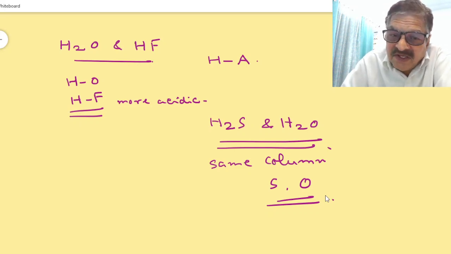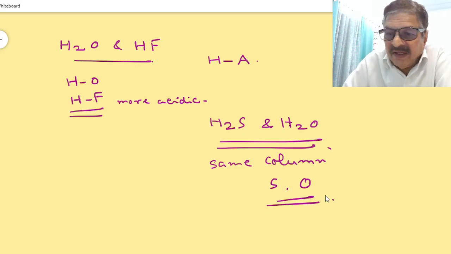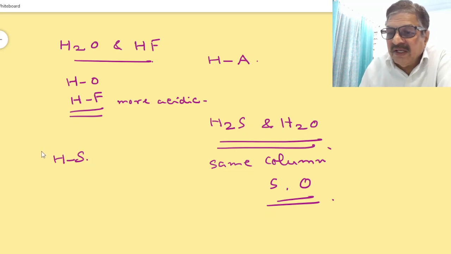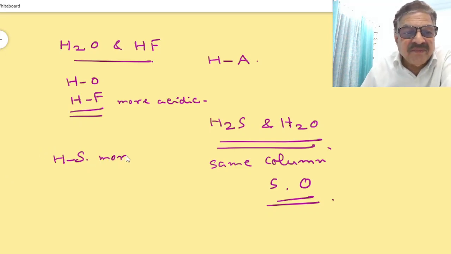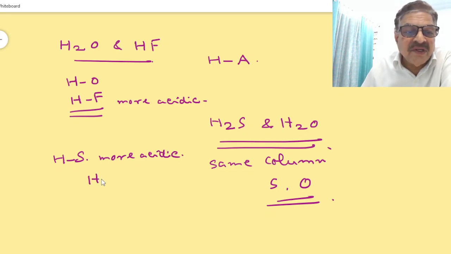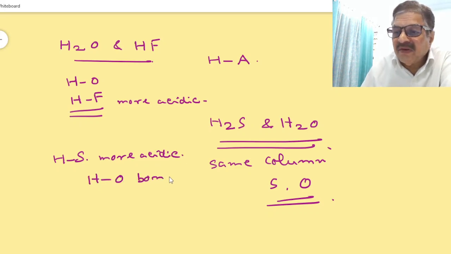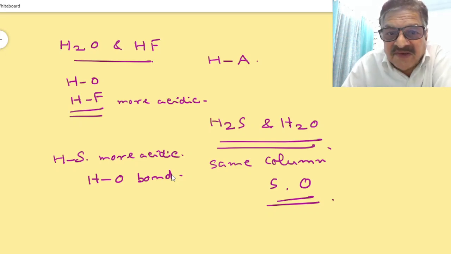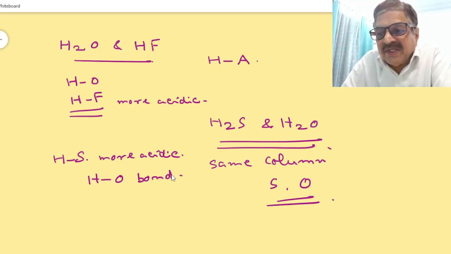Because the acidity of HA increases down a column of the periodic table, the HS bond is more acidic than the HO bond here. Therefore, hydrogen sulfide, H2S, is a stronger acid than water.